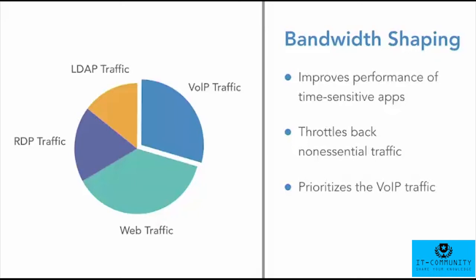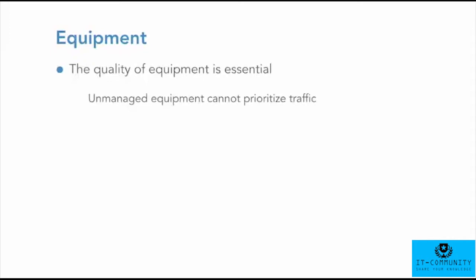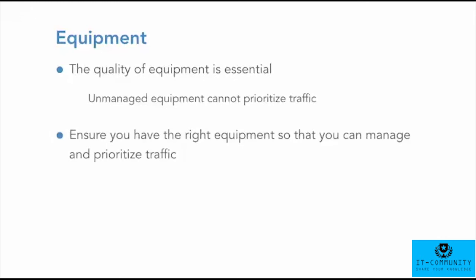The quality of equipment is essential. An unmanaged consumer class switch will not be able to prioritize traffic. If a large document hits the device first, it will be delivered and starve out the voice traffic. Ensure that you have the right equipment so that you can manage and prioritize traffic.